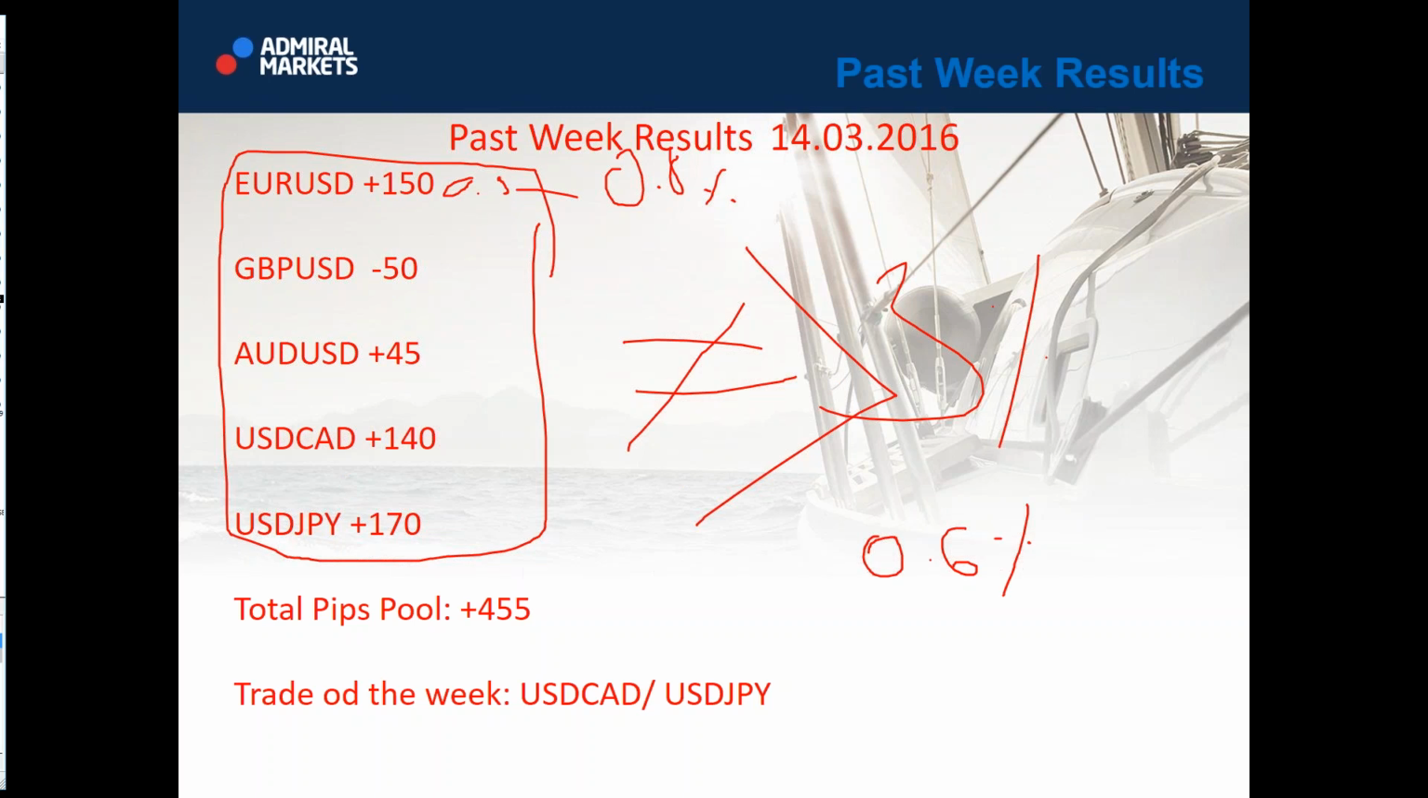Of course, if you feel that you might see more pips in this, then you definitely can try. But my recommendation is no more than 3% per total number of trades, and that counts for 0.6 per trade. Okay, so these were the results.